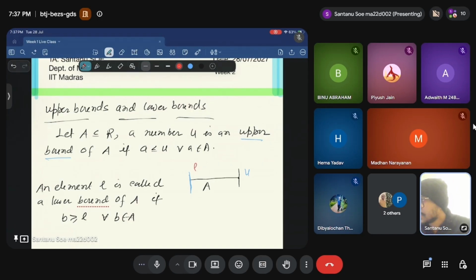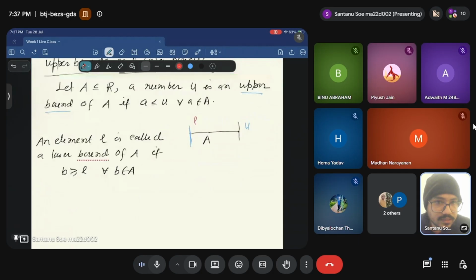And other definitions that were given in the week 2 lectures are greatest lower bounds and least upper bounds. Okay, so I'm also going to write the definitions of LUB and GLB, the short forms of least upper bound and greatest lower bound. And after that we'll be solving some questions from this topic, and we'll see how to solve questions on upper bounds and lower bounds.